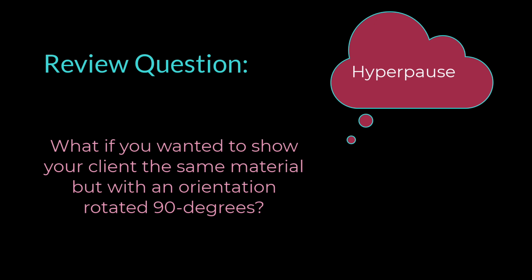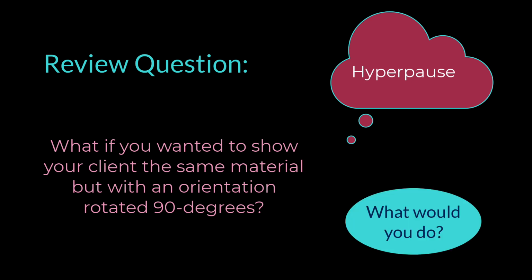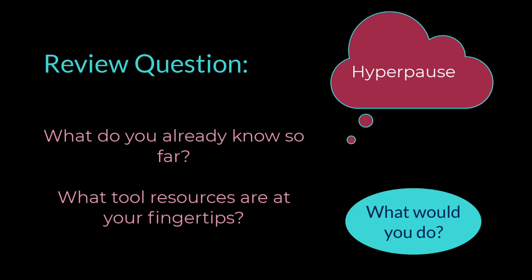Let's take a hyperpause here to answer a review question. What if you wanted to show your client the same material but with an orientation rotated 90 degrees? So how would you do this? What steps would you take first? What resources do you already have at your fingertips?